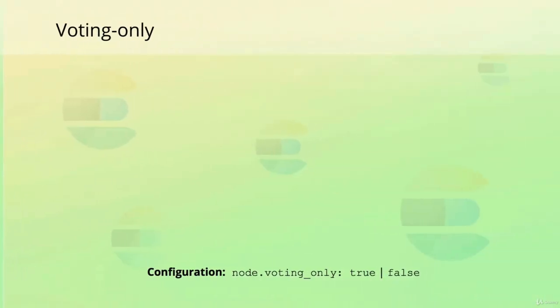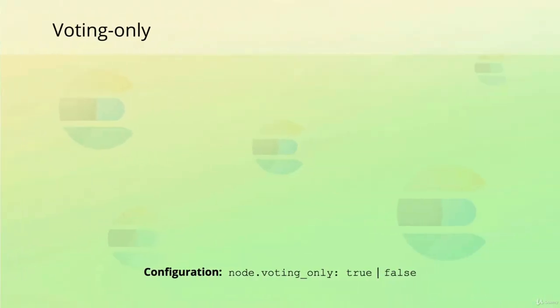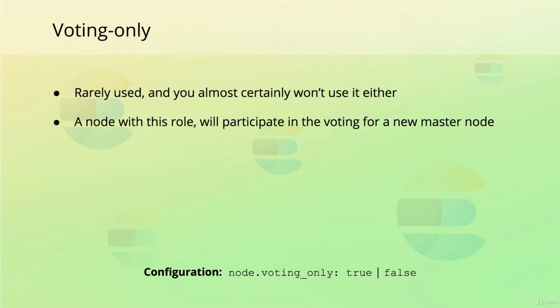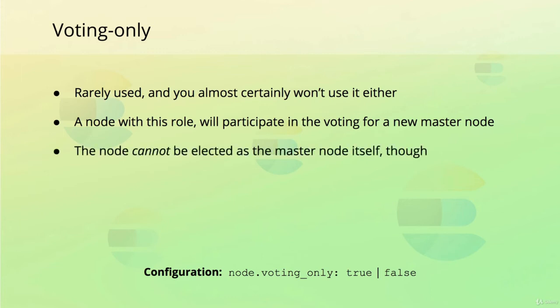The last role is one that I will just name drop. It's called voting only. I won't go into detail with this role, because the chances that you will ever need this role are close to 0%. What it basically does is that a node with this role will participate in the voting process when electing a new master node, but it cannot be elected as the master node itself. This role is only useful for large clusters.